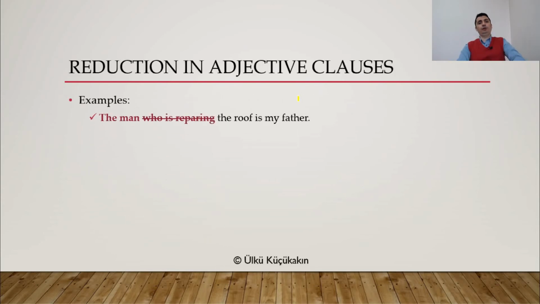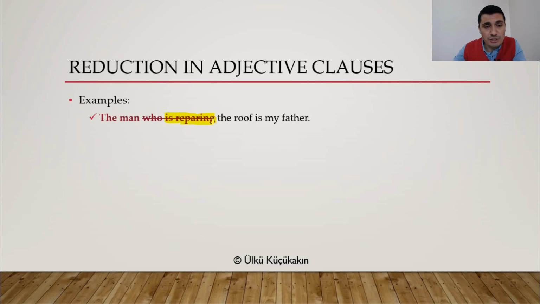So let's have a look at this sentence. This is a very normal adjective clause sentence. The man who is repairing the roof is my father. You are showing the roof to your friend. Hey, the man who is repairing the roof is my father. Okay, this is a normal adjective clause sentence. Now here, after who, we have present continuous tense. But be careful, we don't have another subject.